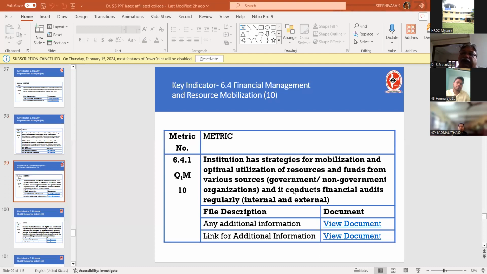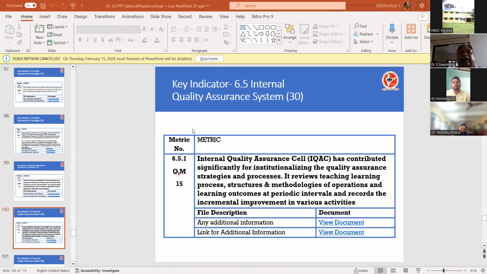On the question of whether you are conducting internal auditing: audit will be conducted, and in the audit, a report will be given. Whether that report is read, and next year whether you are making the modification based on the audit report, that is also very, very important.